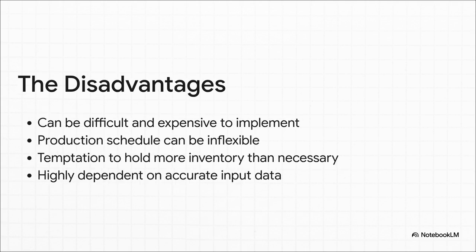But of course, no system is a silver bullet, right? MRP can be pretty expensive and difficult to get up and running, and its schedules can be a bit rigid. And ironically, the system's precision can sometimes make managers nervous, so they end up hoarding just-in-case inventory, which kind of defeats the whole point. But honestly, all of these challenges, they pale in comparison to its one single critical vulnerability, its absolute dependence on perfect data.